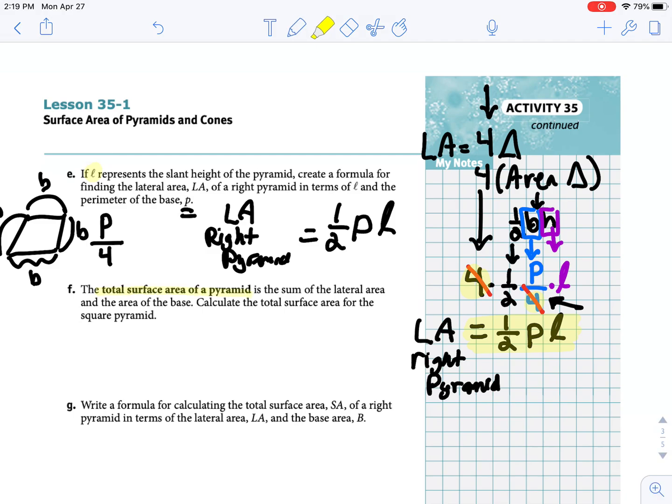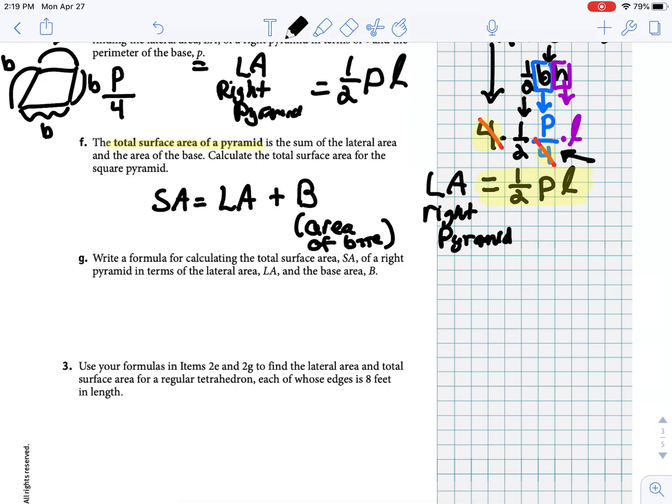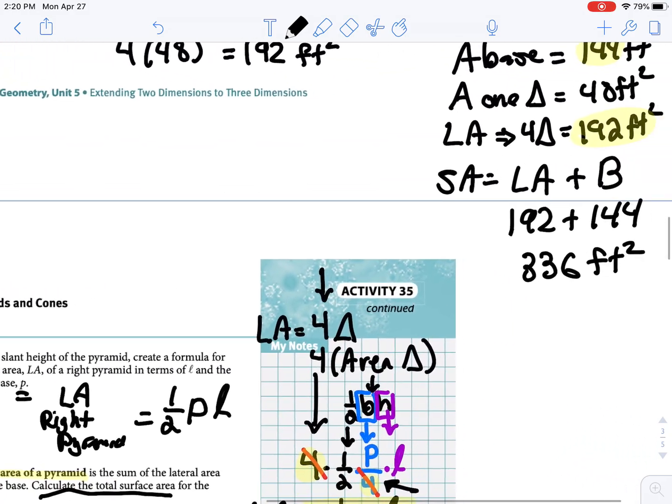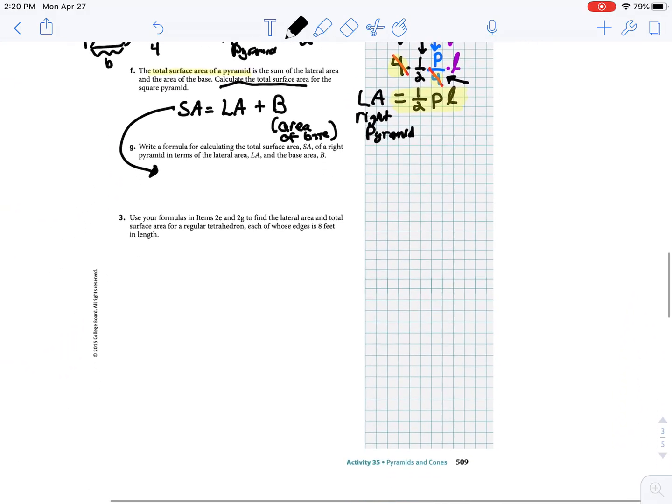If I wanted to find the total surface area of a pyramid, as we kind of did up above, the total surface area would just be taking that lateral area and then adding the area of one base. Now keep in mind, when I put this B here, remember that's the area of the base that you're going to have to find. Okay? Write a formula for calculating the total surface area of a right pyramid in terms of the lateral area and the base. Oops, sorry. That's what we did right here. Up above, we had to actually calculate the total surface area, and we've already done that right up here when we found that surface area to be 336.